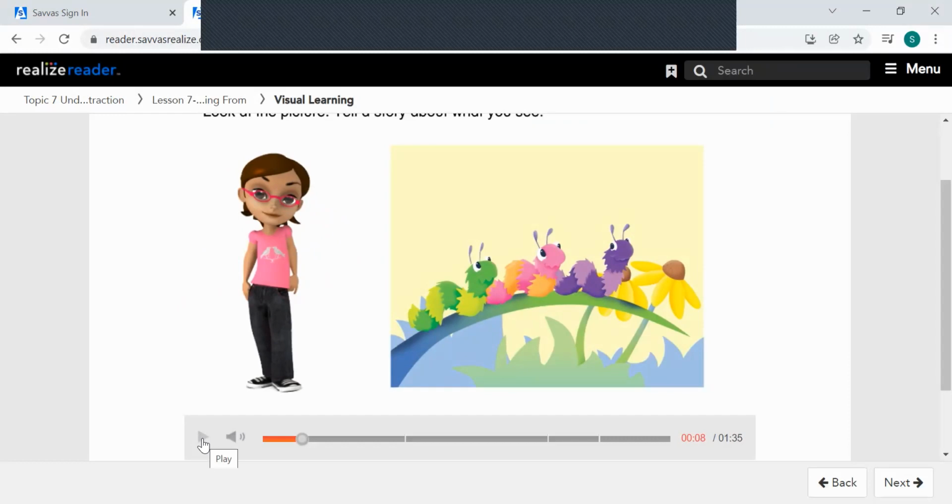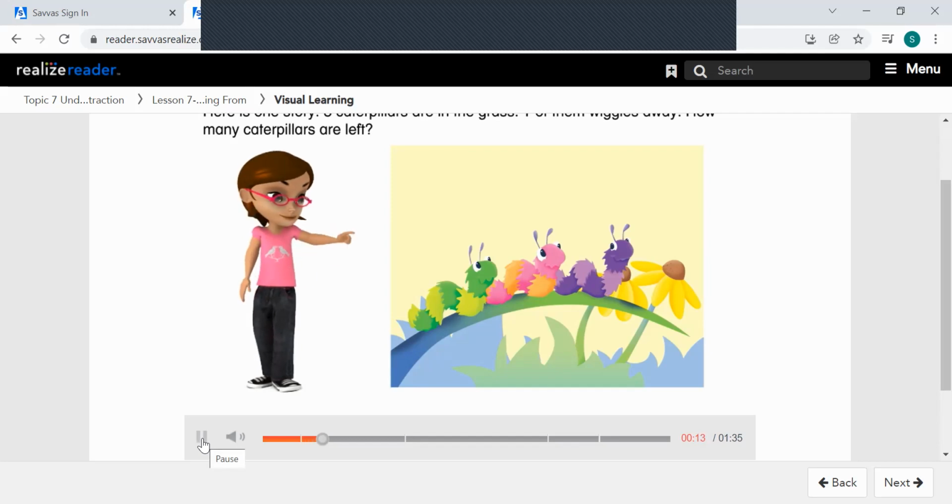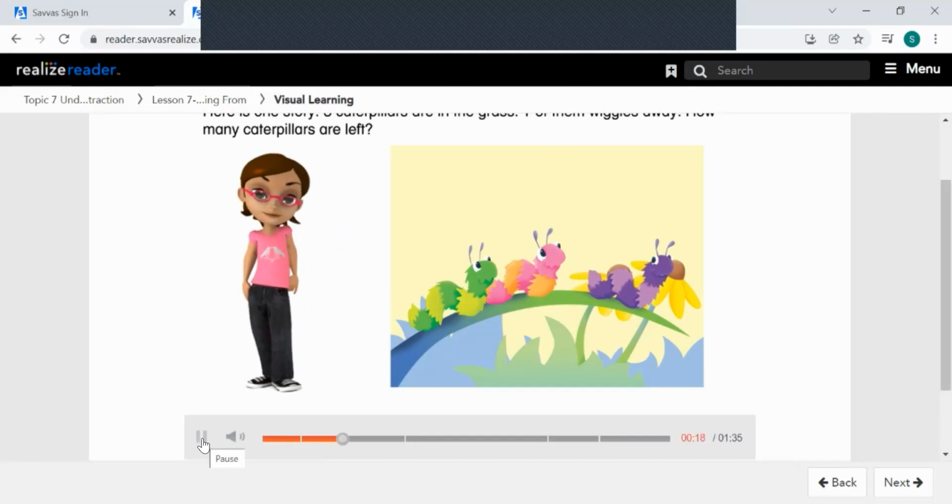All right, what do you see in that picture? There are 3 caterpillars. We're talking about subtraction, taking away. So if there are 3 caterpillars, we can decide how many caterpillars would crawl away. We could say there are 3 caterpillars and 1 caterpillar crawled away. Here is one story. 3 caterpillars are in the grass. One of them wiggles away. How many caterpillars are left?